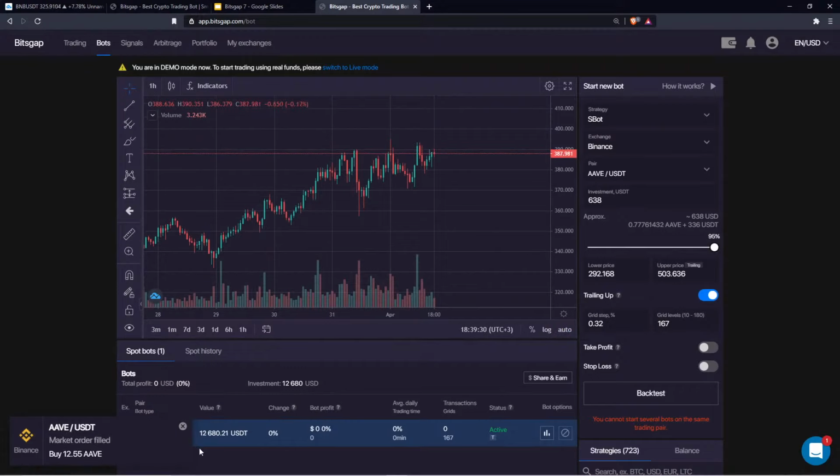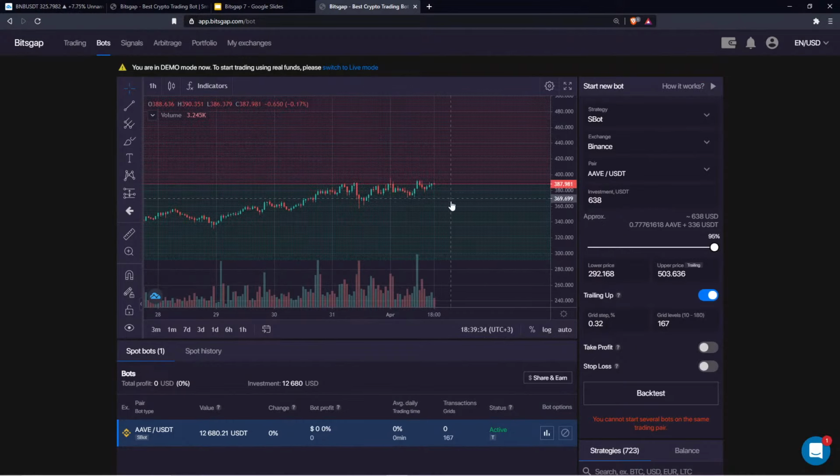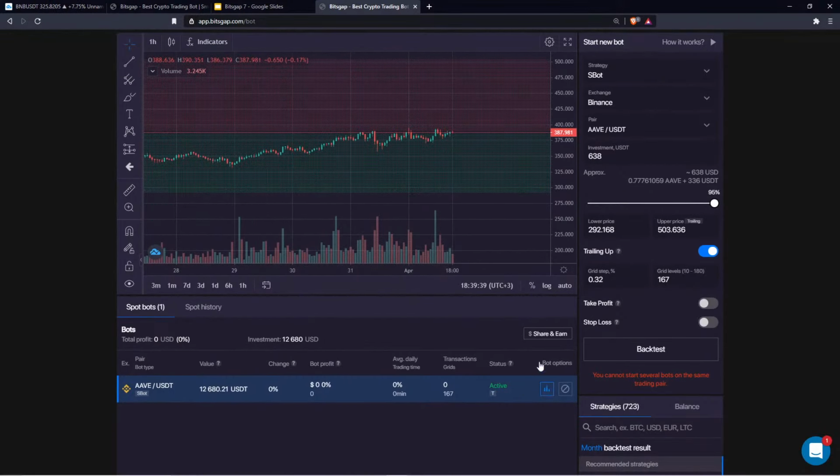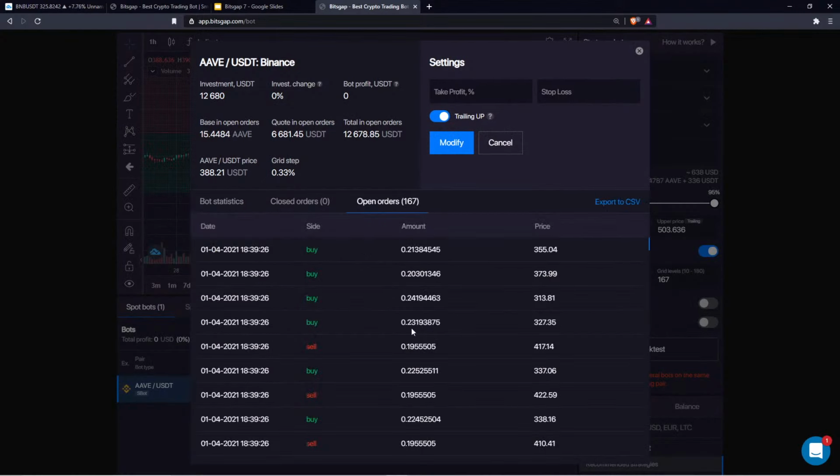The market order filled. Now we are in the market. You see all the sell limit orders and buy limit orders, they are set right on the chart. And you can also see them over here, open orders. So you know exactly at what price the bot will buy and at what price it's going to sell, the exact amount it's going to sell and the exact price at which it's going to sell.